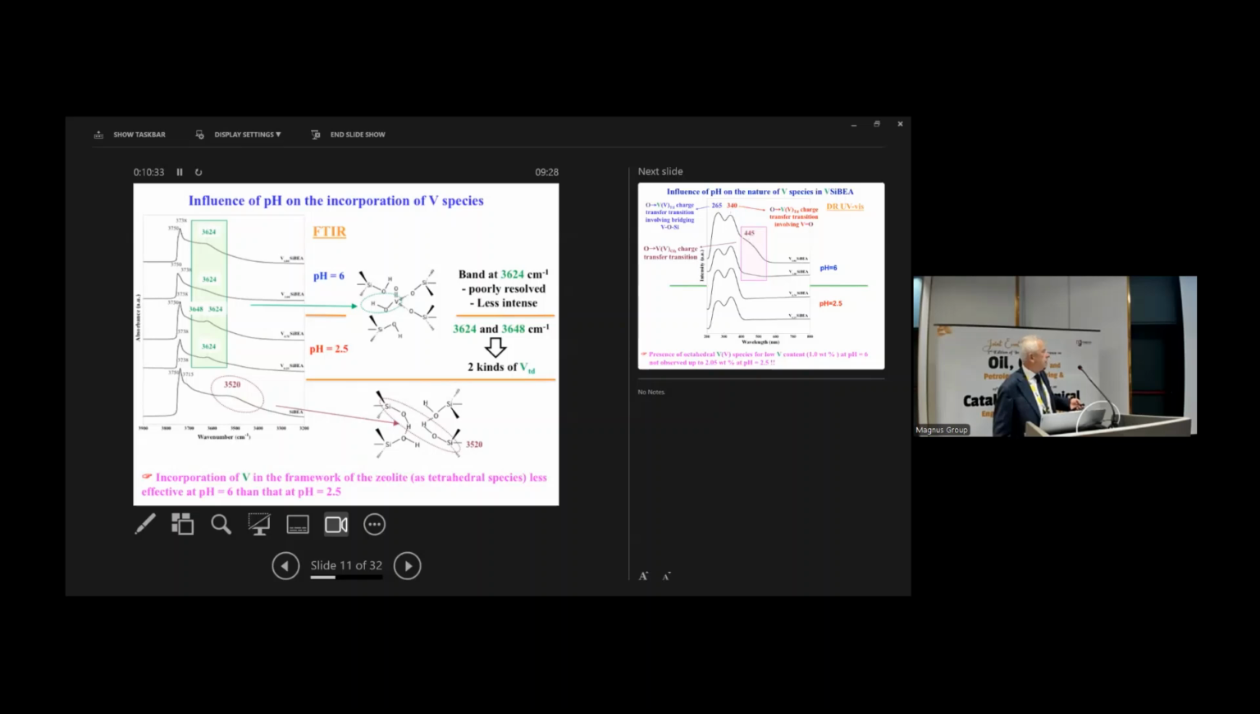So this is confirmed by the infrared spectroscopy, because in the case of preparation at pH 2.5, we have nicely resolved bands corresponding to the presence of vanadium tetrahedral species. In contrast, at pH 6, in addition to tetrahedral vanadium species, we have octahedral species, etc. So this species is more complicated, and we have not observed a very good spectra. It's confirmed that in this condition, some part of vanadium is incorporated in the extra-framework position. So this means that preparation at pH 2.5 is better for obtaining single-site materials.